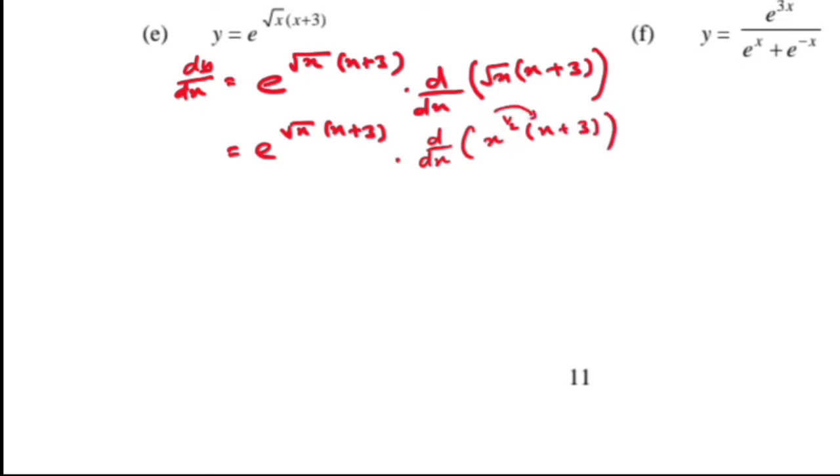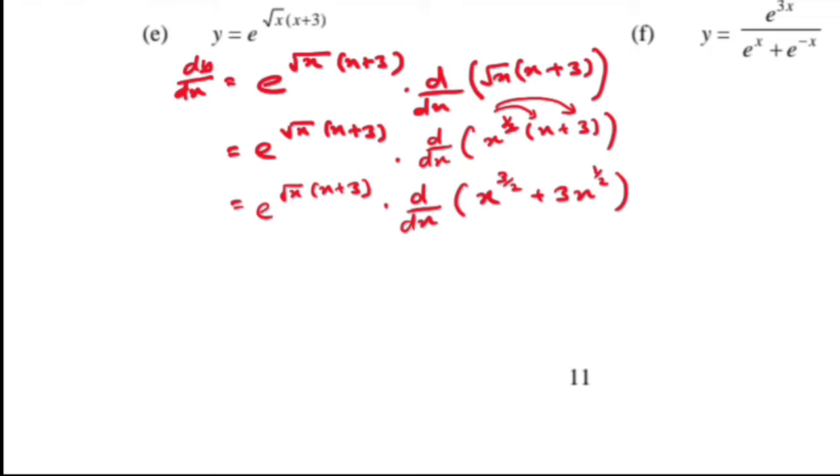I can expand x power 1 over 2 with the other terms in the bracket. Notice that I still write d over dx in front because I have not differentiated it. I have just changed the form of the function in the bracket. Now that I have simplified my function in the bracket, I can differentiate it.